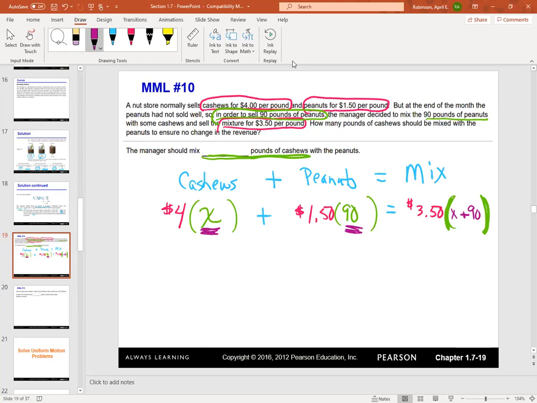So I'm going to switch to a black pen. This will be 4X plus, when I take 1.5 times 90, I get 135. And then when I distribute over here, I'm just going to write this as 3.5X plus 315.